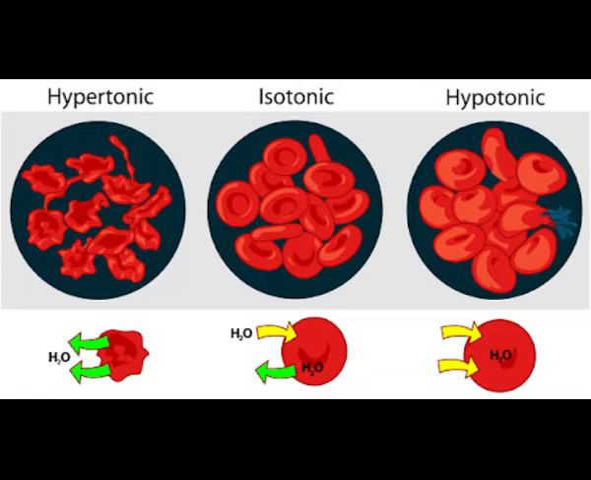So to understand the above three conditions, we may suppose that an RBC or red blood cell or a plant cell has been kept in three different kinds of solution, as shown in the figure in your book on page number 43, figure 4.8.